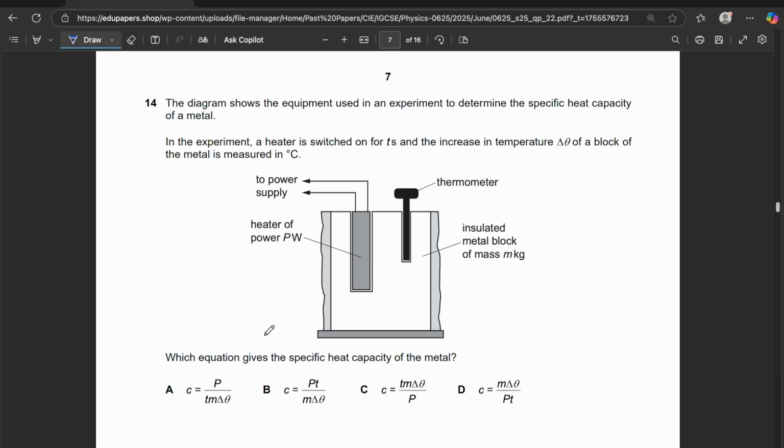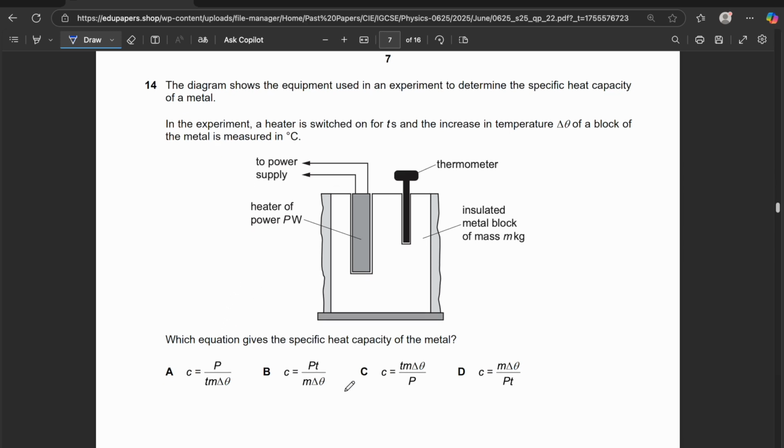So it's just asking for the equation. So we need to know its original form. C is equal to E over M delta T. And now it's with power, and we know that energy is equal to power times time. So it's just PT divided by M delta T, which is B.